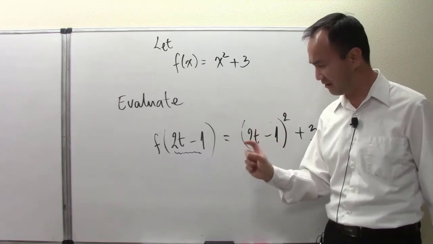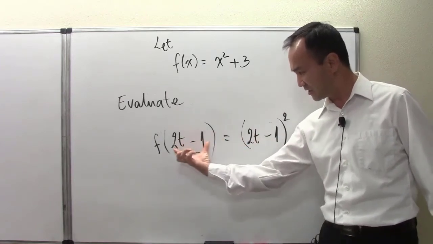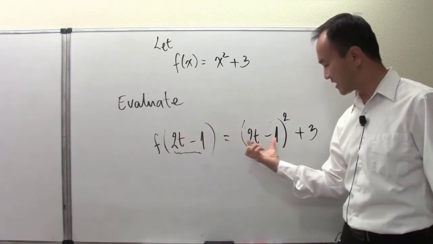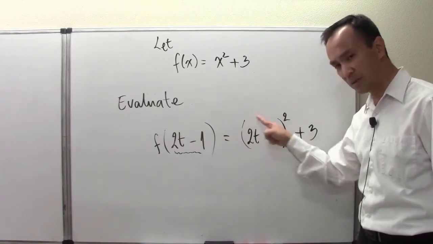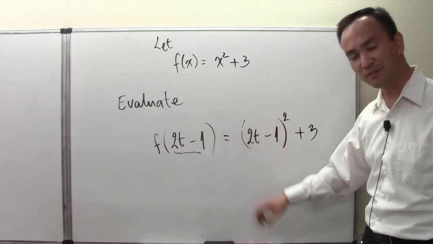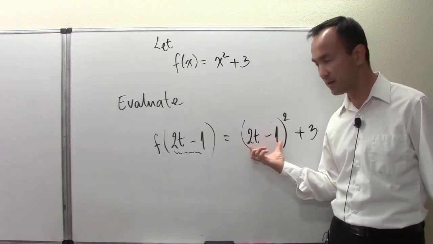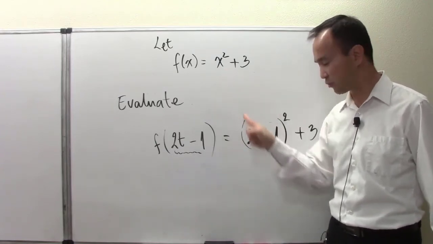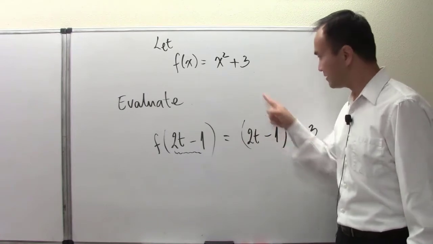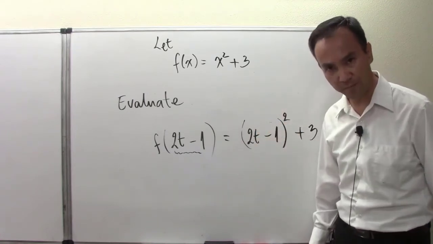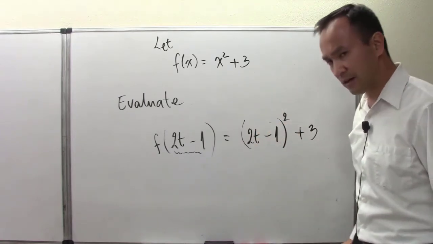I've been saying it out loud: just take the whole expression and substitute that in here, and use parentheses anytime that you're doing a substitution. So I substituted the entire 2t minus 1 into my x. Now x is replaced by this expression 2t minus 1.